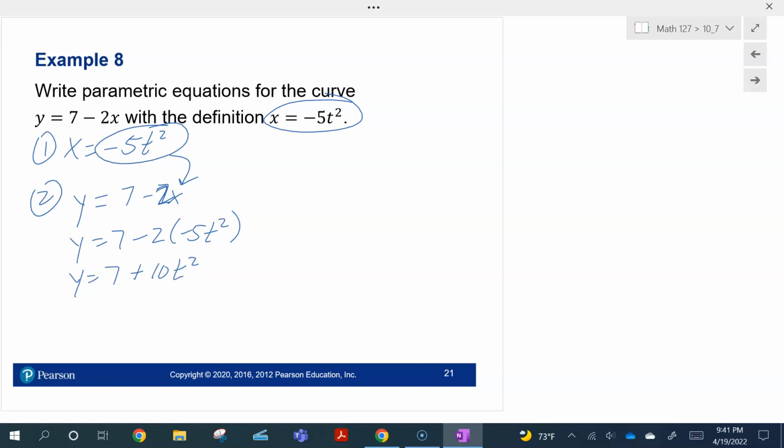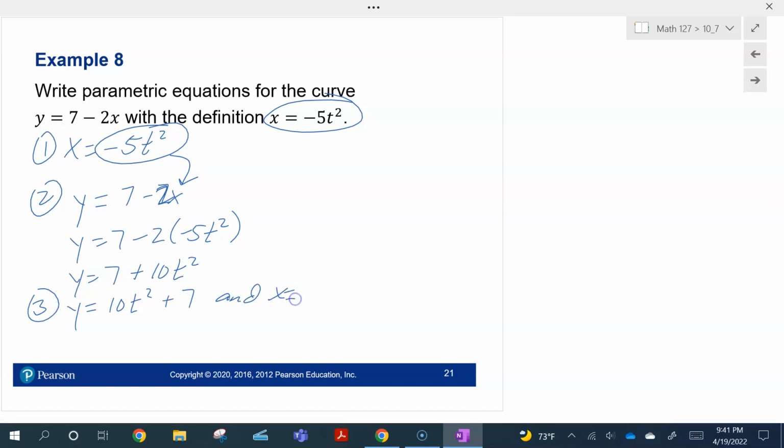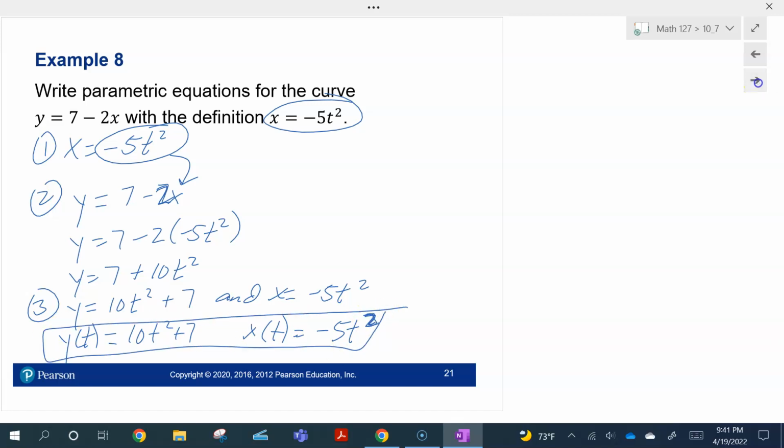So y equals 10t squared plus 7 is one of our parametric equations, and x equals negative 5t squared. You can also write these as y of t equals 10t squared plus 7 and x of t, because again x and y are both defined in terms of a third variable t. Oops, that's a squared right there. Here are our parametric equations.